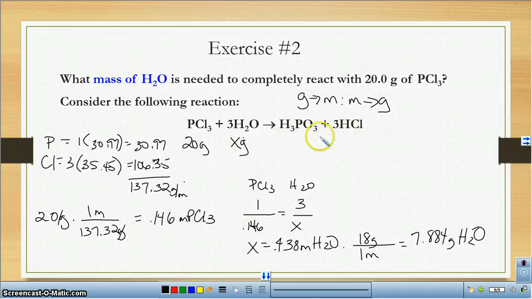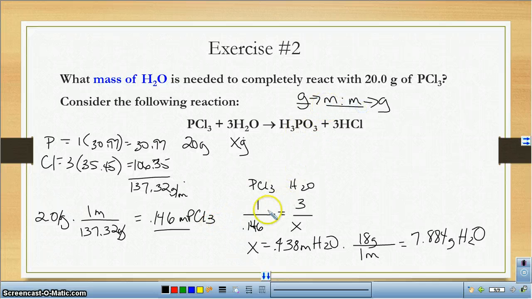So the products have nothing to do with this question. We already have a balanced equation. I know my mass of PCl3 is 137.32. I put that in, that's my grams. I go to my mole to mole ratio. That's my grams, and I change it to moles. So it's 0.146 moles of PCl3.